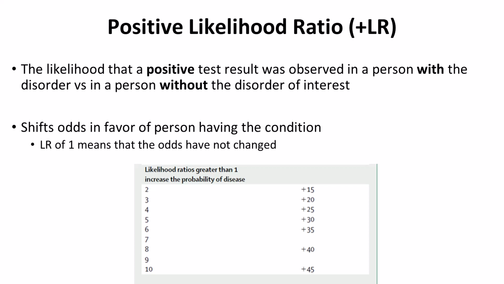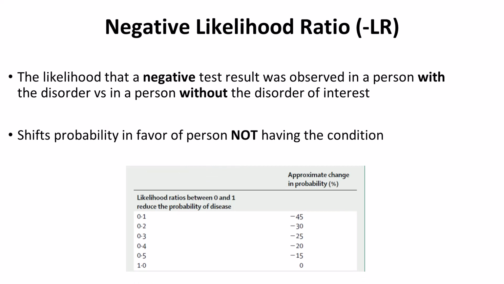If you look at the chart on the bottom of the slide, you can see that a likelihood ratio of 1 really means that your odds of having the condition haven't changed at all. A likelihood ratio of 2 increases your odds by 15-fold. With a likelihood ratio of 10, the higher the likelihood ratio, you're pretty darn sure that this person has this problem if they have this test that's positive.